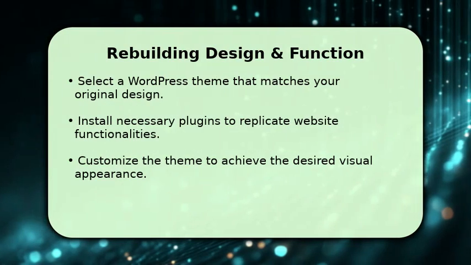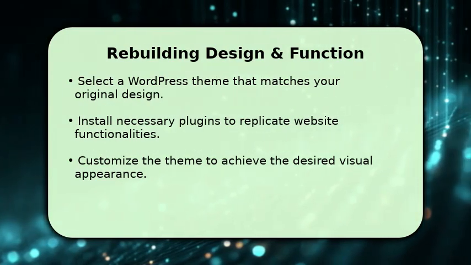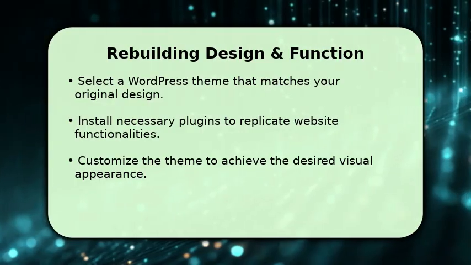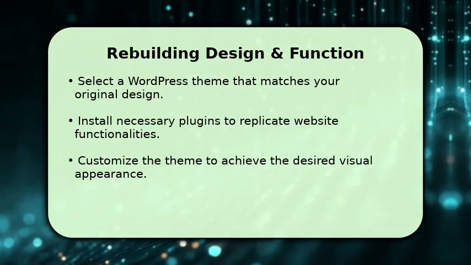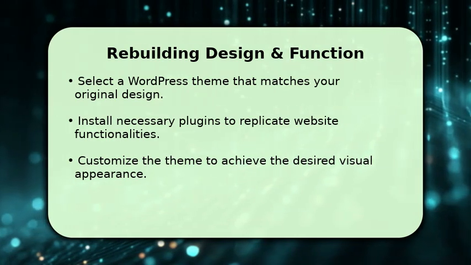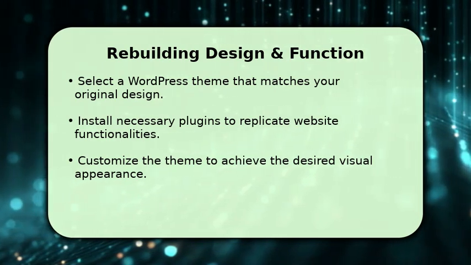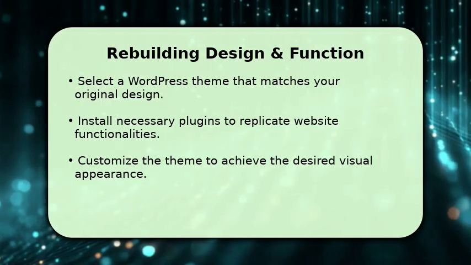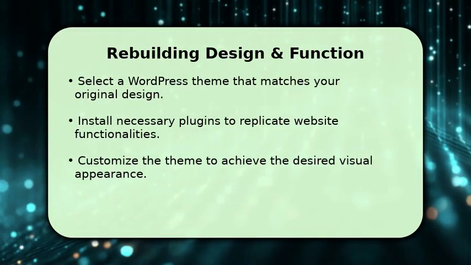With your content in place, it's time to rebuild the design and functionality. Choose a WordPress theme that closely resembles your original site's look. Next, install essential plugins to replicate any specific features, such as contact forms or e-commerce capabilities.